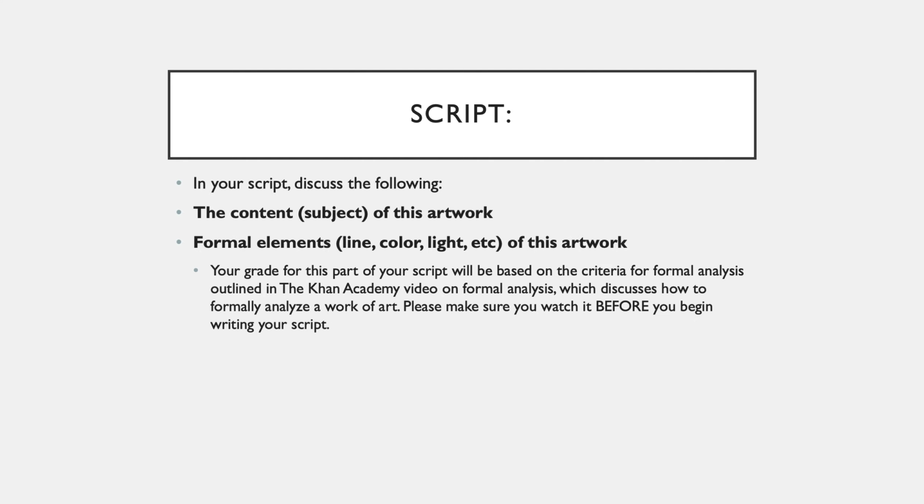Now let's talk about your script. In your script, discuss the following: the content or subject of these artworks, the formal elements, line, color, light, etc. of this artwork. Your grade for this part of your script will be based on the criteria for formal analysis outlined in the Khan Academy video on formal analysis, and the link is on Canvas, but we watched this in class, so you've already seen it once, which discusses how to formally analyze a work of art. Please make sure to watch it before you begin writing your script.